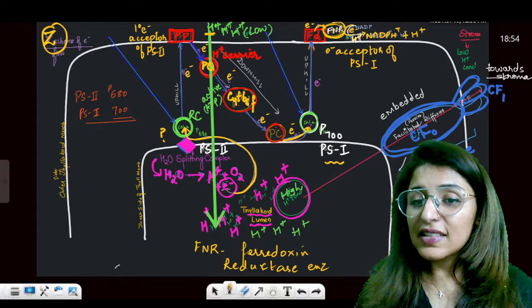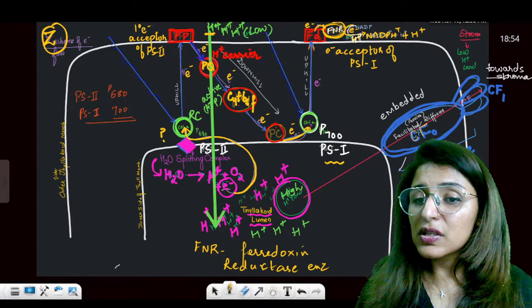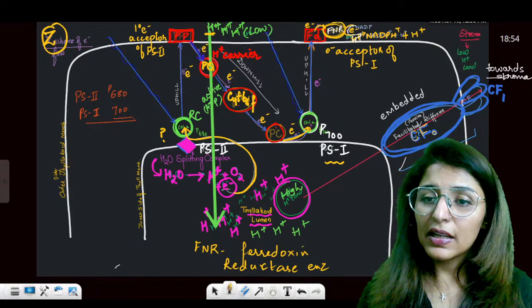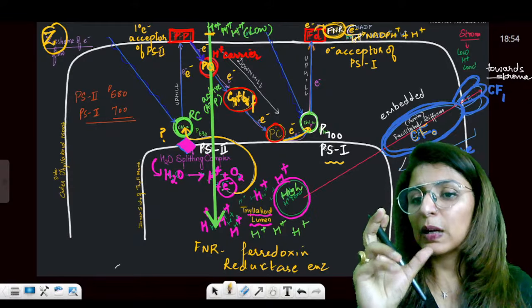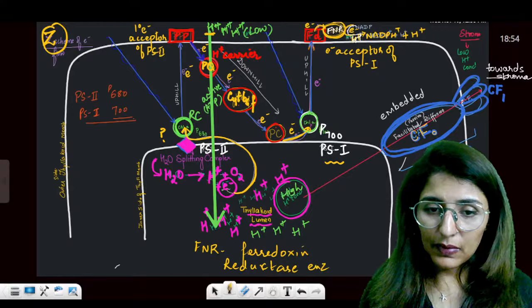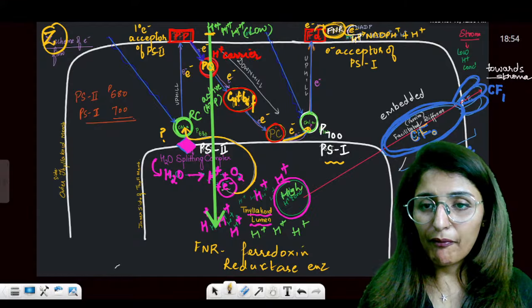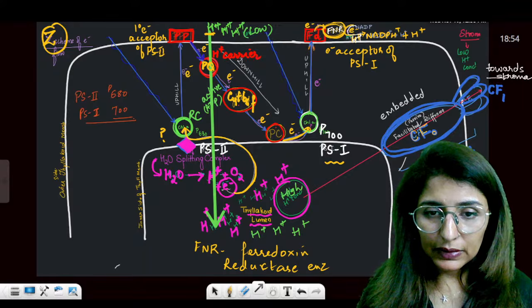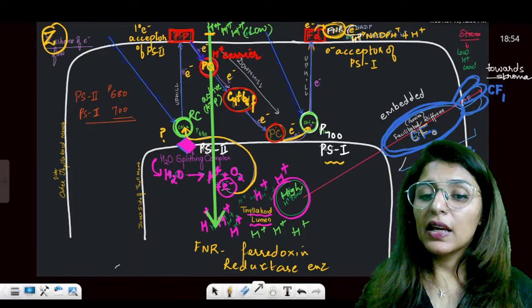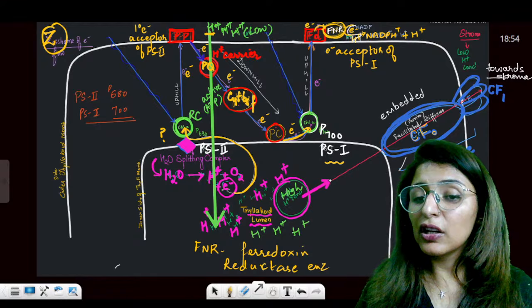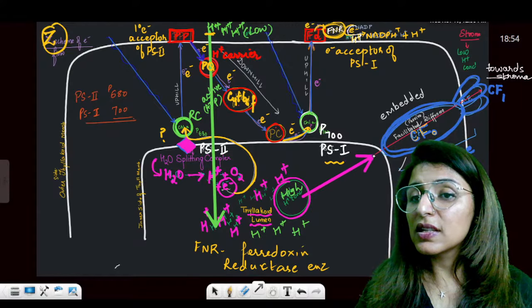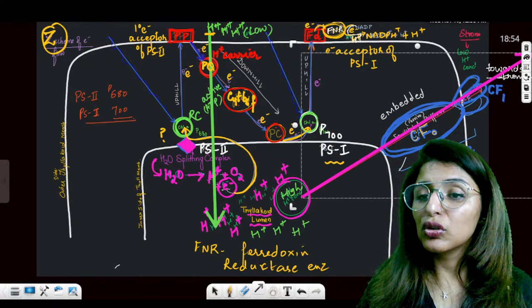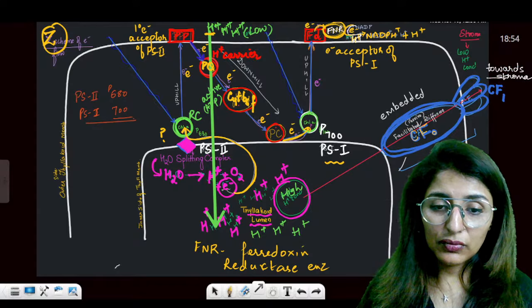All right, then see, guys. CF0, which is embedded here, and CF1, which is on the stromal side, together make a complete ATP synthase. This is a complete enzyme. Now see what's happening here. H positive ions are more in the lumen and less towards the stroma. So they will easily move from high concentration to low concentration, yes or no?